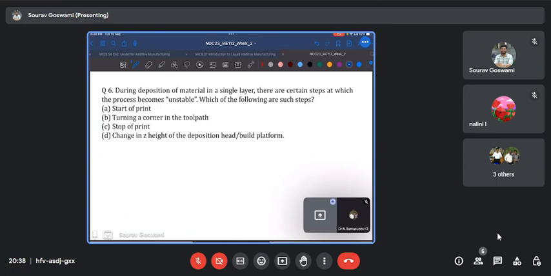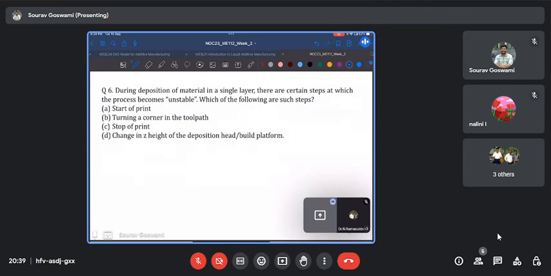In question 6, it says, during deposition of material in a single layer, there are certain steps at which the process becomes unstable. So certain steps that are commonly encountered in the deposition of each layer are listed here. And as we discussed in the lecture, at times the process becomes unstable because of excess deposition of material than the programmed extrusion rate, or because of less deposition. And we are asked to determine which of the following can be categorized as such unstable steps.